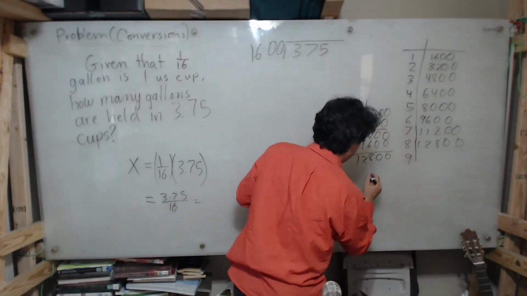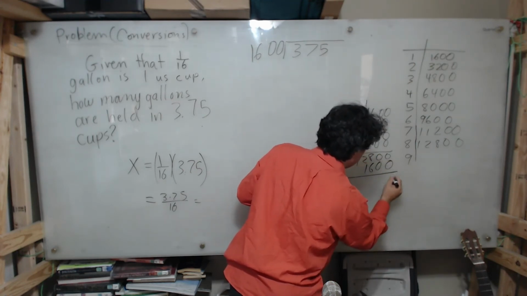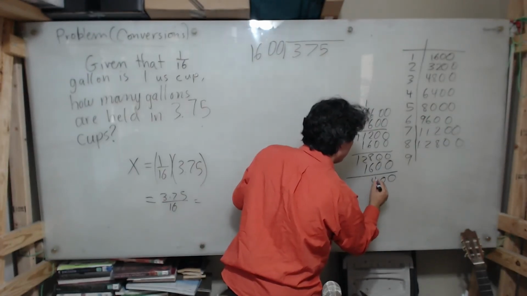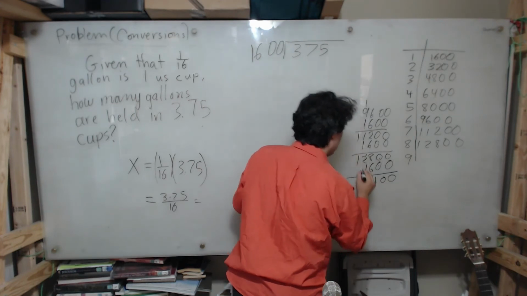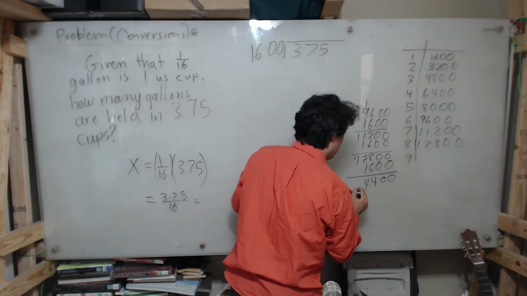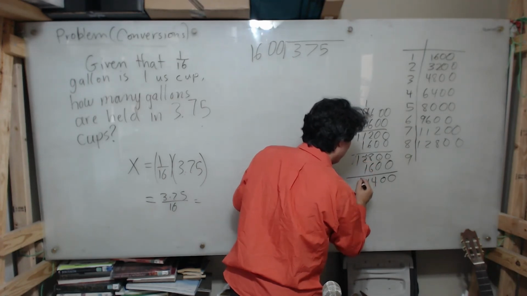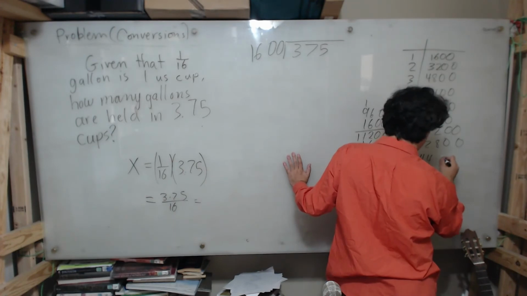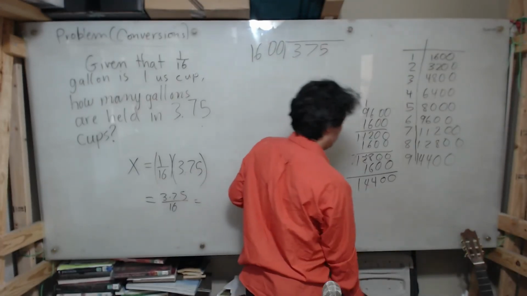And then finally, I'm going to add 1600 again. 0 plus 0 is 0. 0 plus 0 is 0. 6 plus 8 is 14. I bring down the 4. I carry the 1. 1 plus 2 is 3. Plus 1 is 4. I carry the 1. 1 plus 2 is 3. Plus 1 is 4. And then I just bring down the 1. So it's 14,400. Yes.